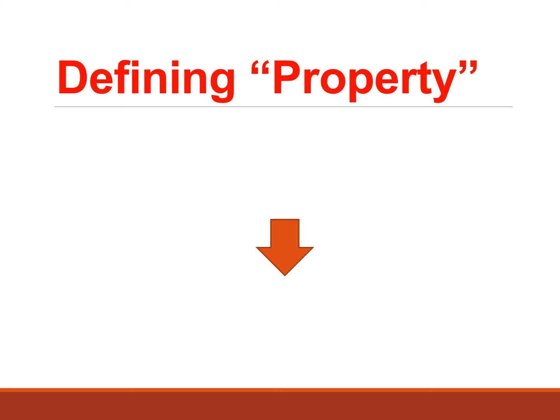So let's start with the higher order concept of property. Previously, we defined private property as a particular thing that's owned by a particular person. I want to focus on this idea of ownership. Let's talk about what ownership really is. Ownership can be thought of as a relationship between the person and the thing.